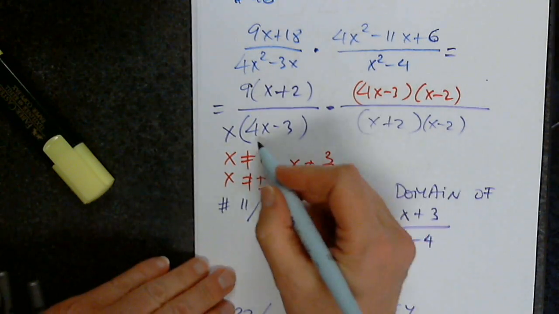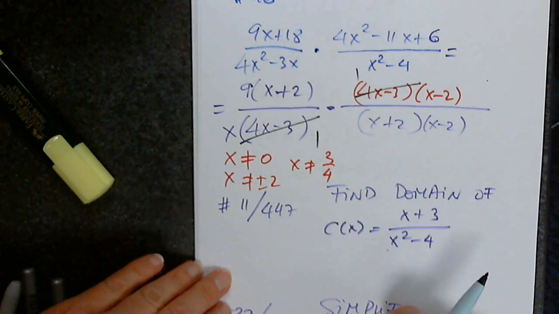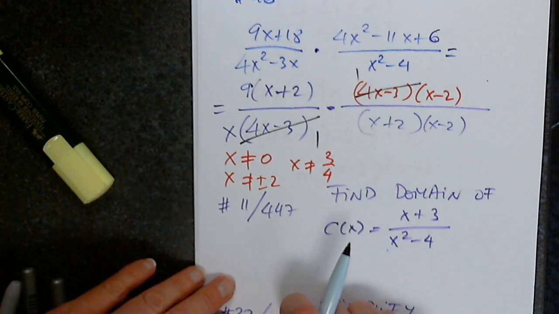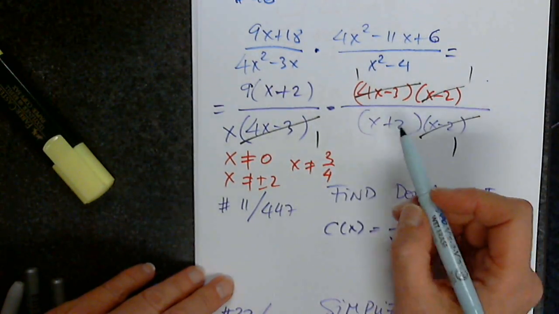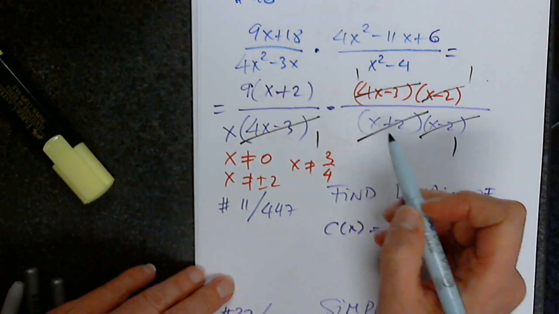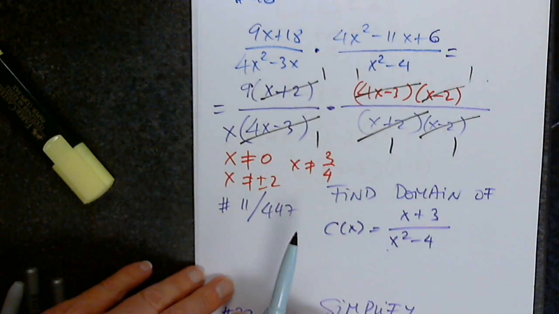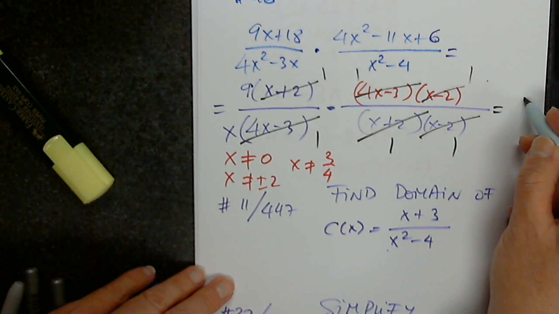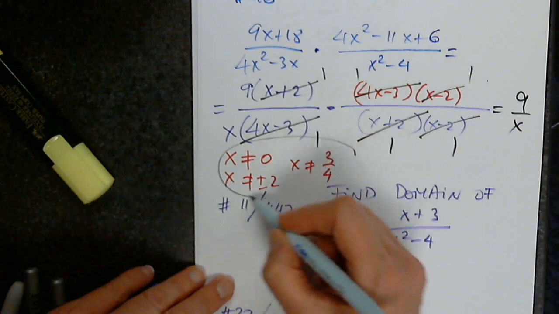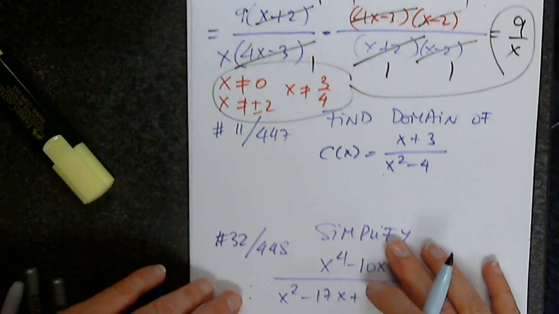4x minus 3. Excellent. Notice that I write 1 so I don't get confused. x minus 2. And then, can't you get rid of one of the x plus 2? 1 from the top, 1 from the bottom. So the simplified form is? 9 over x. Assuming all these conditions are fulfilled.